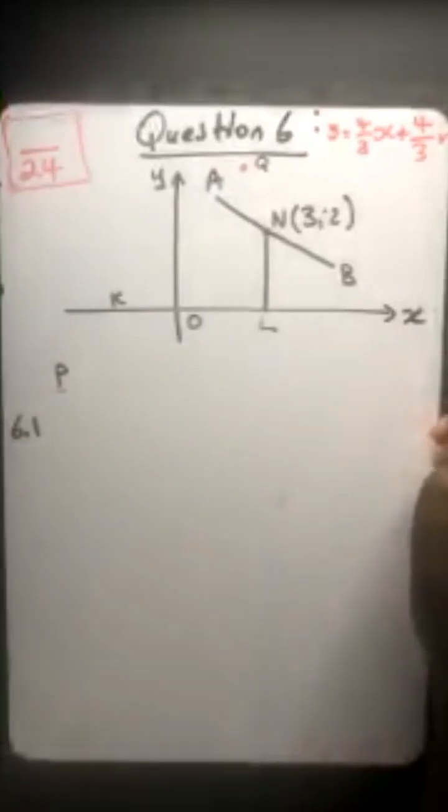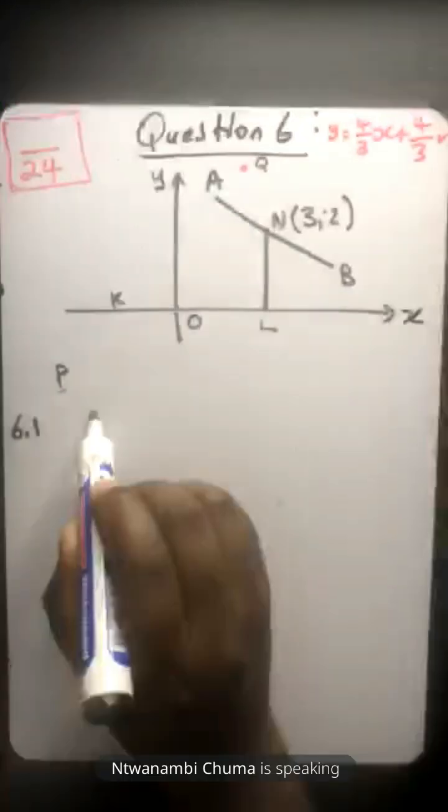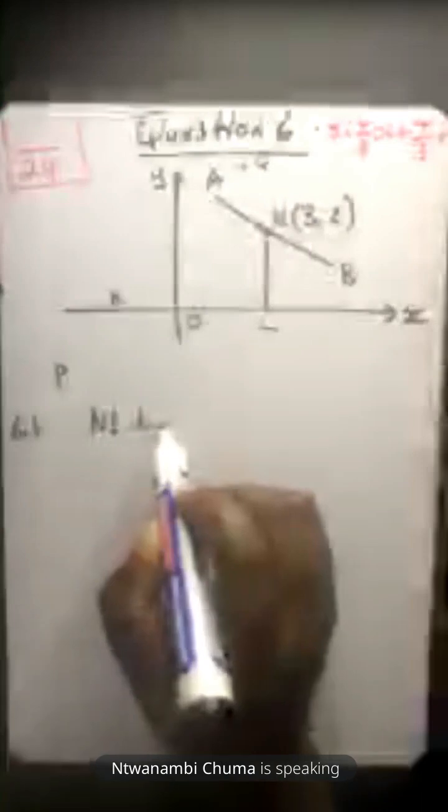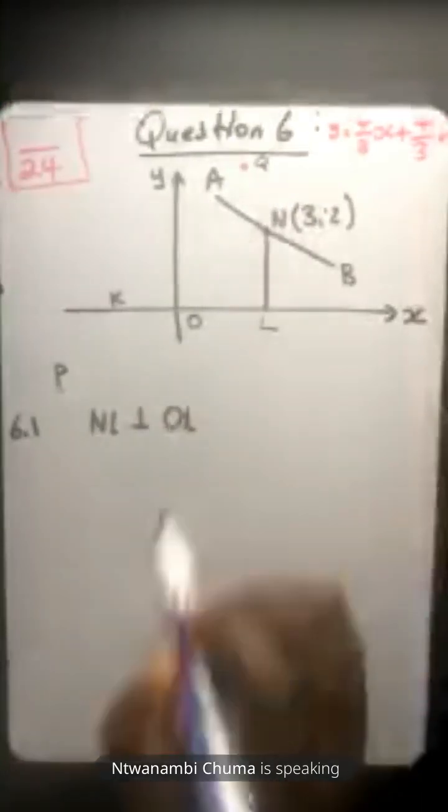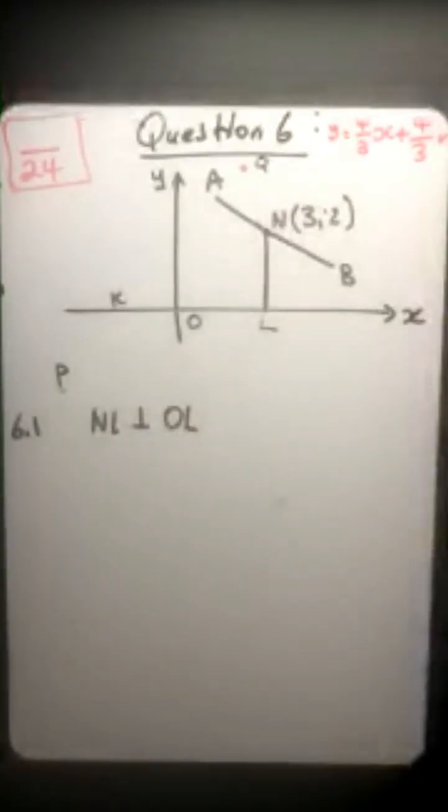So the first question being 6.1, it says, why is NL perpendicular to OL? Sir, I'm unable to see your board. I can't see clearly.